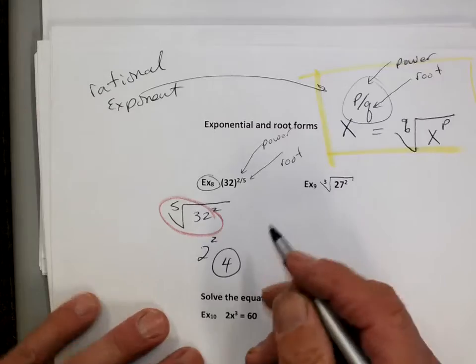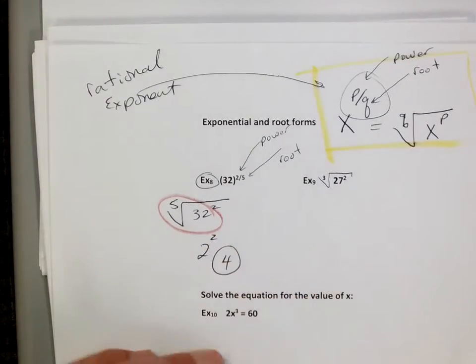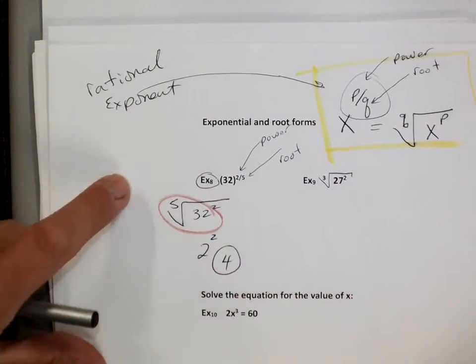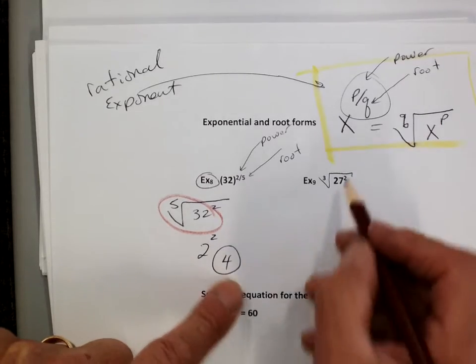And that is the answer. Okay, number 9, we can do the same thing. Okay, I'm going to rewrite this. Oh, I'm not going to rewrite it. I'm just going to go ahead and do it.